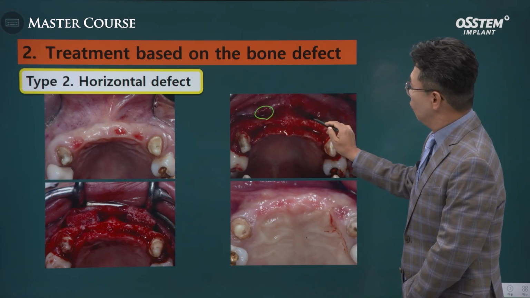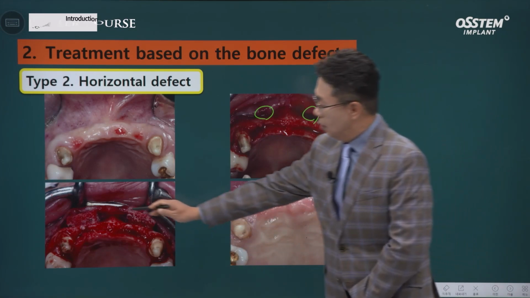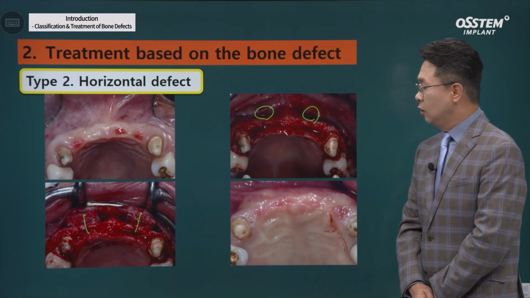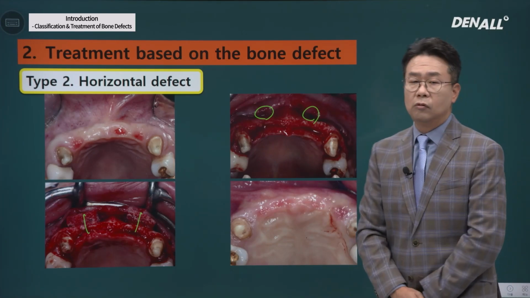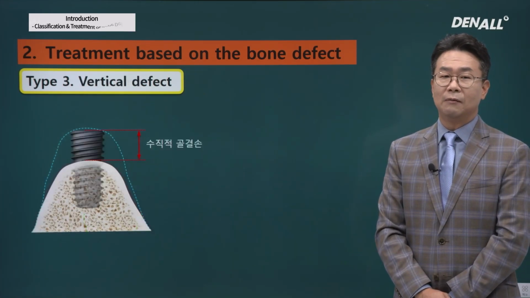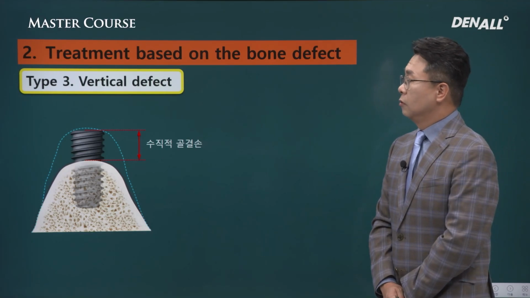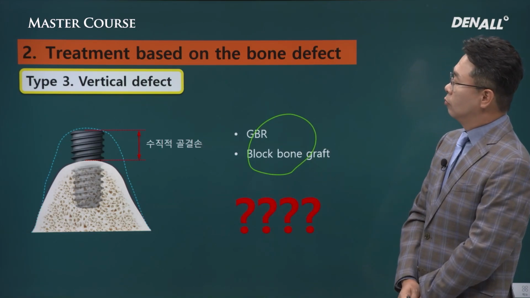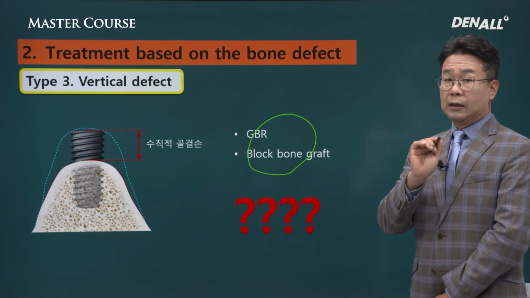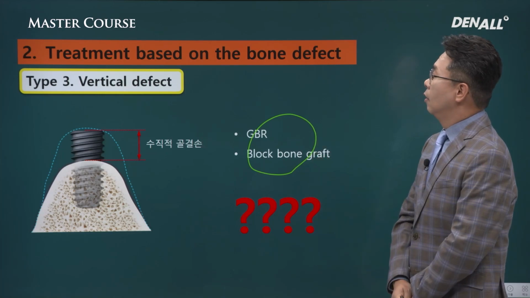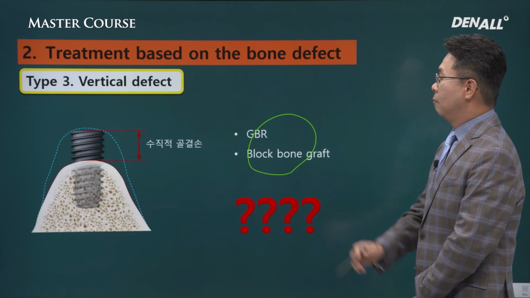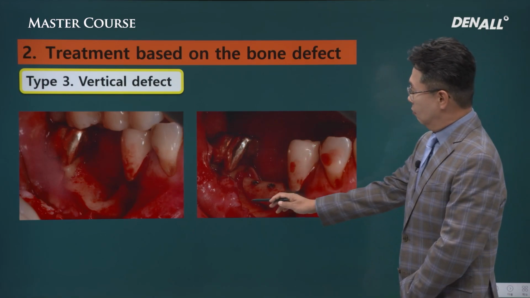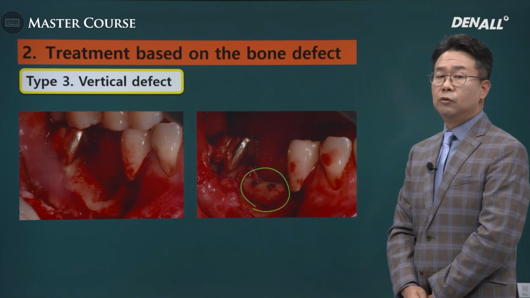You can do it very simply as shown earlier. If it is like this, if it is outside, implant is placed here, then you need to sufficiently widen bone width before implant placement, and thereafter you need to do implant placement. It's the same with a vertical bone defect. You can utilize a GBR and block bone graft. What are we going to use as a basis and criteria? You need to determine that as we proceed with treatment. In this case, block bone graft was done.